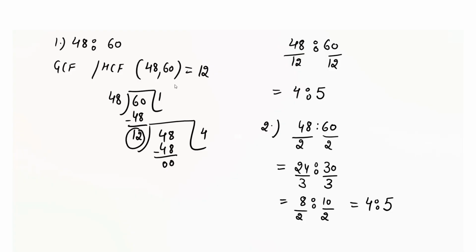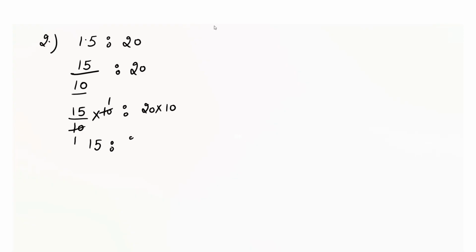Now let's work with the questions where we have a decimal number, or both decimal numbers. Here we have one number which is a decimal number and the other is a whole number. So what we will do is convert the decimal number into a fraction. Once we convert this into a fraction, we have to get rid of this 10. So for that we have to multiply both the numbers by 10. 10 ones are 10, 10 ones are 10. Now we have 15 ratio 200.